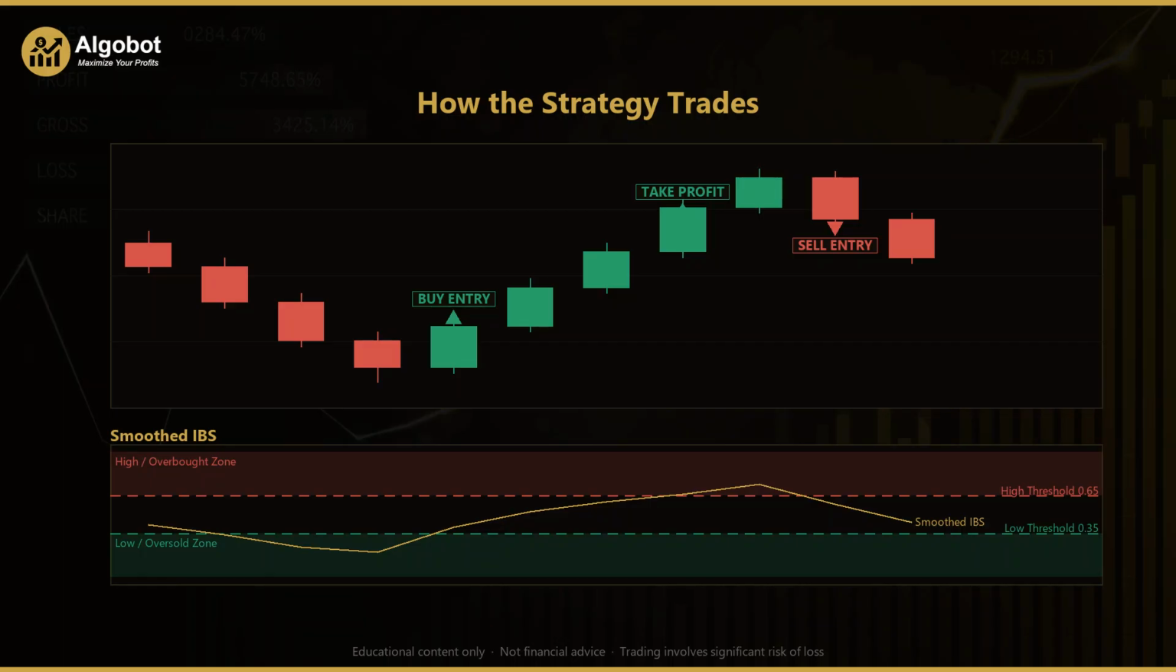Then the upward momentum fades. A candle forms that closes weakly, back down near its low, and that single soft close pulls the smoothed oscillator down through the upper threshold. As it crosses back out of the red zone, the sell entry marker appears. This is the short signal. The overbought pressure is releasing.